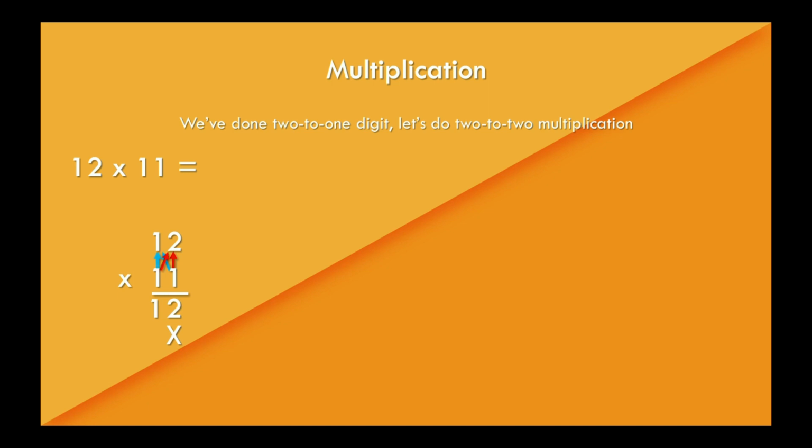After doing that, we multiply the 1 in the tens place with 2 and 1 again. Once we finish the multiplication, we need to add these two numbers together to get the final answer. 2 plus nothing is 2, 1 plus 2 is 3, and 1 plus nothing is 1. So we get our final answer of 132.